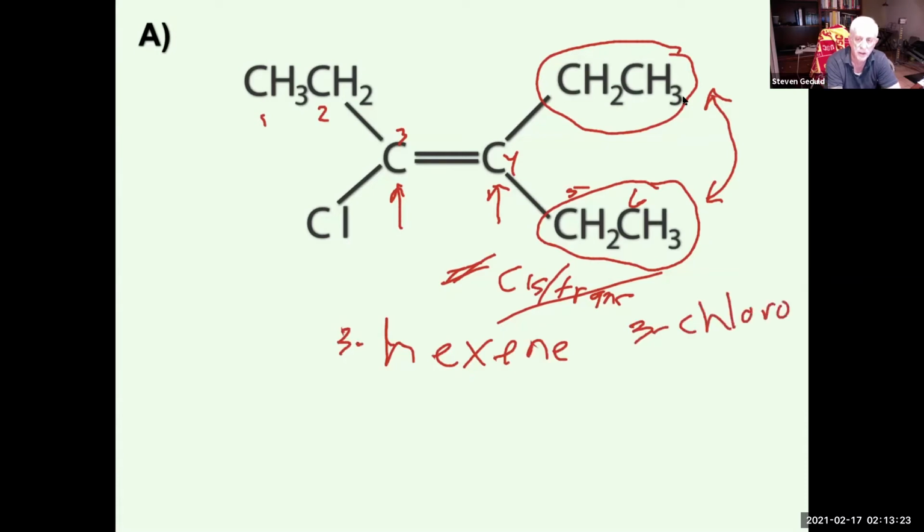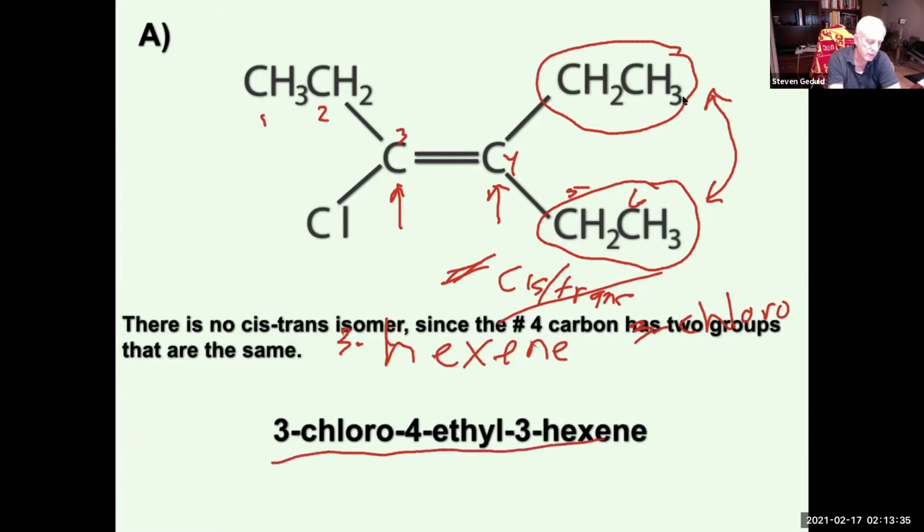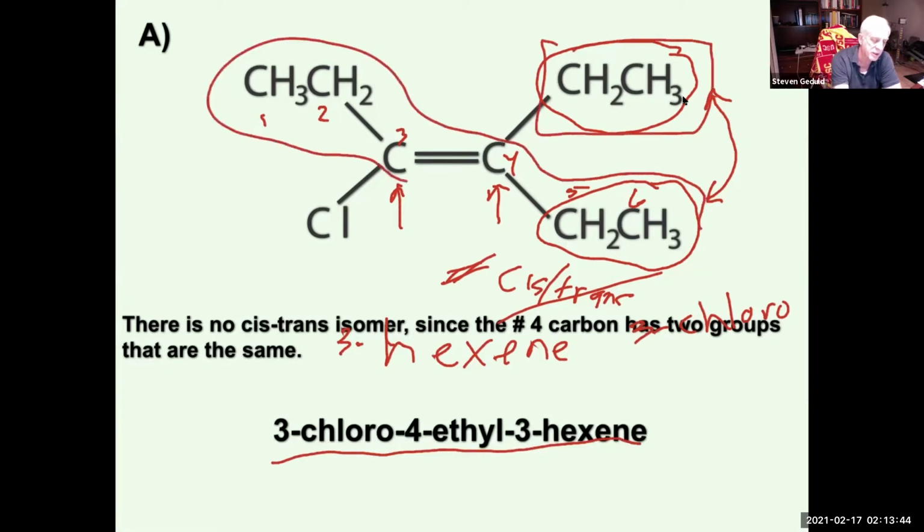Okay, so to name this thing would be 3-chloro-3-hexene. Okay, there's no cis trans isomer, but the name is still 3-chloro. I'm sorry, I left out the ethyl group. There's an ethyl group at number 4. This was our double bond here. This is our longest carbon chain. So there's 2 attachments, chlorine and an ethyl group. So 3-chloro, 4-ethyl, 3-hexene.